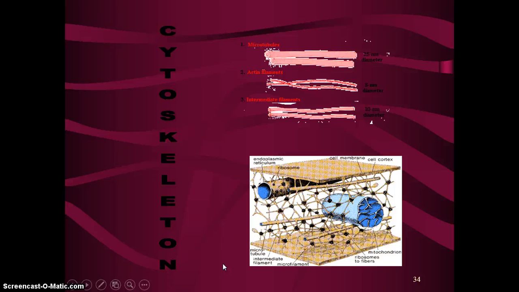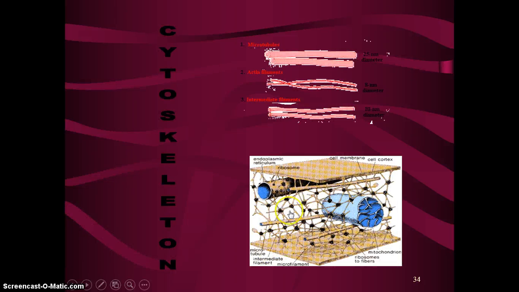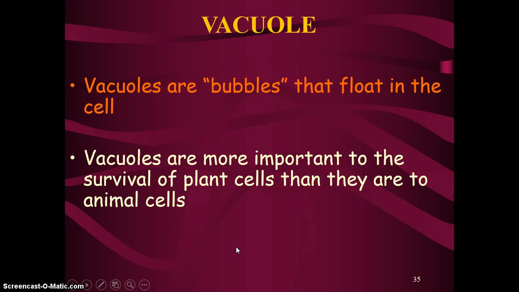The cytoskeleton is made up of microtubules and microfilaments, and we're going to talk about that. You see it here in the structure. We're going to talk about the use of microtubules and microfilaments when we talk about muscle structure as well. In human anatomy, we don't talk much about the vacuole. Vacuoles are large in plant cells but almost non-existent in animal cells, but they are basically bubbles that float inside the cell, and they're more important to the survival of plant cells instead of animal cells, so we won't spend time on those.